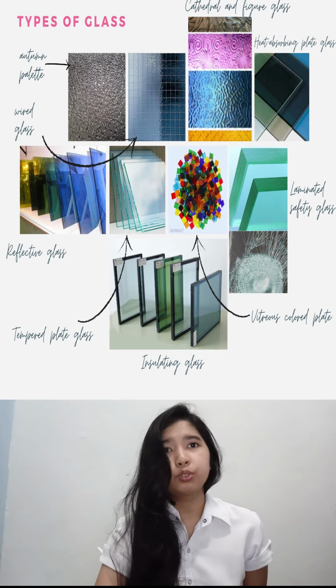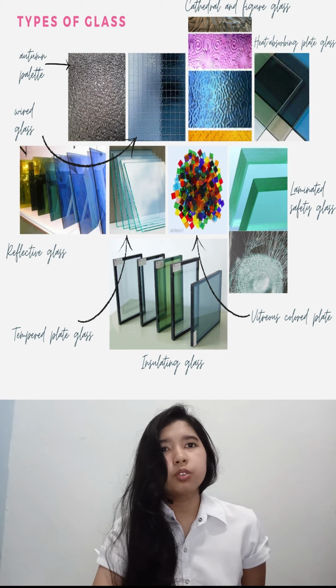Insulating glass consists of two sheets of plate or sheet glass separated by an air space and joined around the edges to produce a hermetically sealed unit.